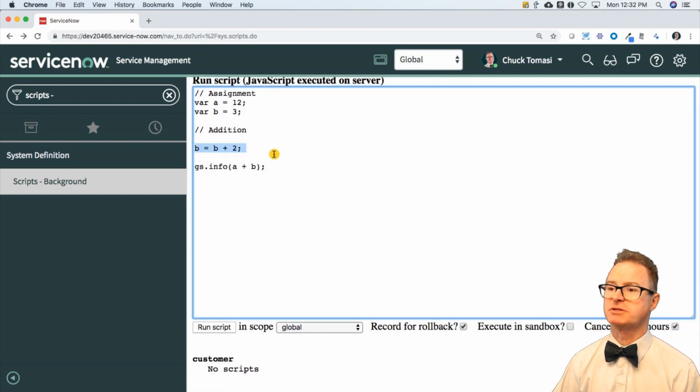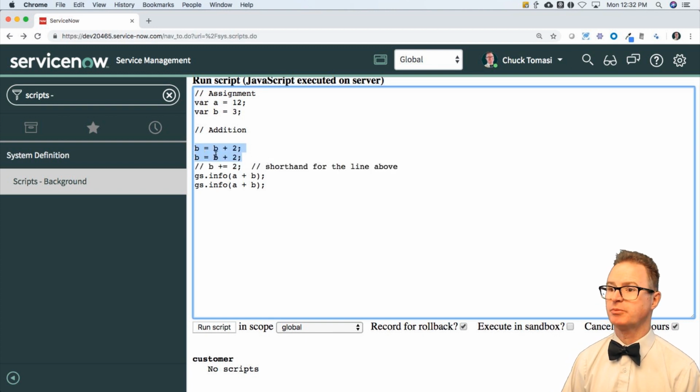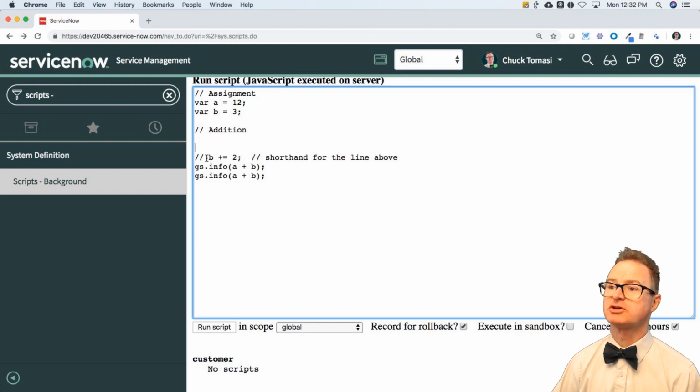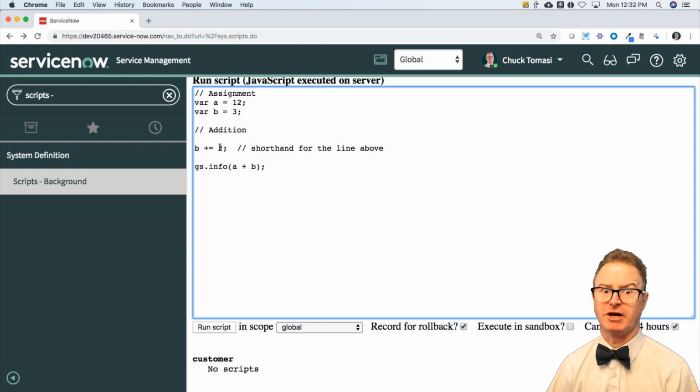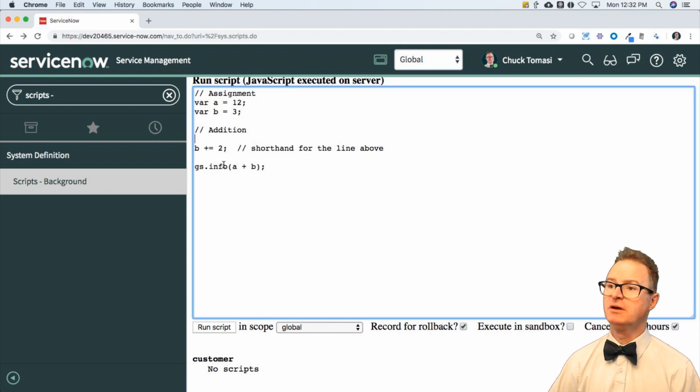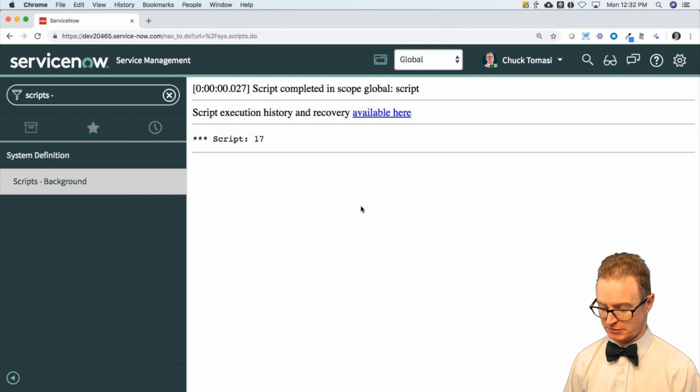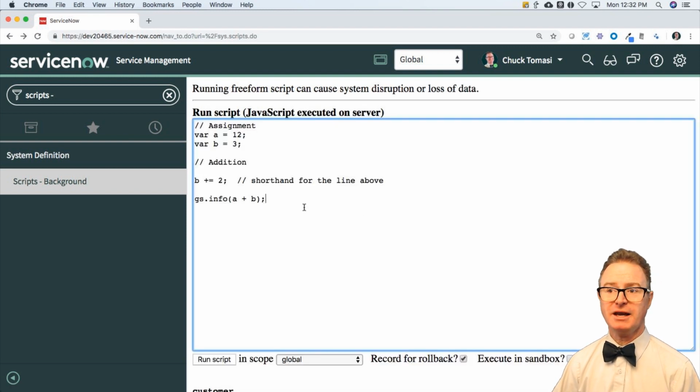Simple addition operators. Now, as my comment pointed out, there is a shorthand for this. So the B equals B plus 2 could be shorthanded as B plus equals 2. If you see that in JavaScript, you will now know what it means, and you will sound intelligent at cocktail parties, because that's the value of all of this education, right? It does the same thing, only a little shorter, B plus equals 2. I can run that through here. Again, I get 17 as expected. That is addition. Very easy to do.